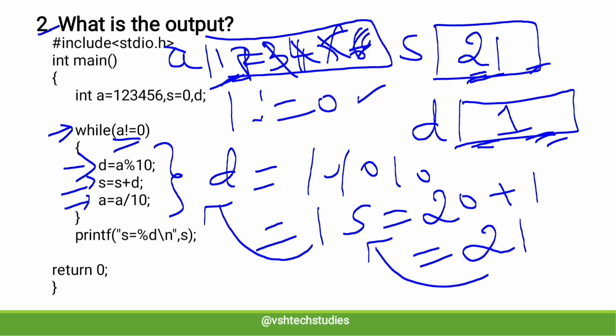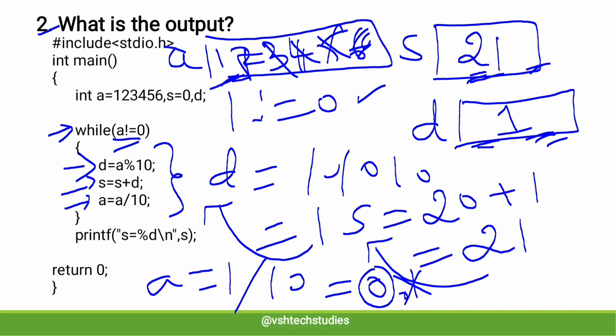The third instruction, A is A divided by 10. A divided by 10 means 1 divided by 10. 1 divided by 10 is 0.1. So 0.1 cannot be saved. The 0 integer part is saved. So A is made 0 now. Okay, so all the three instructions are over. This iteration is over. So next, control will go to the next iteration. At the end of this previous iteration, A is 0, S equal to 21, D equal to 1.